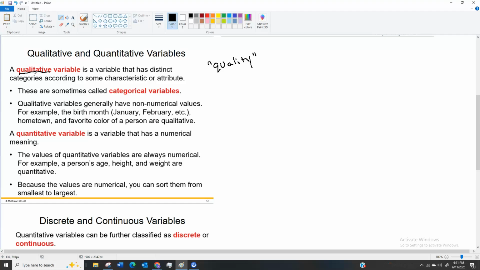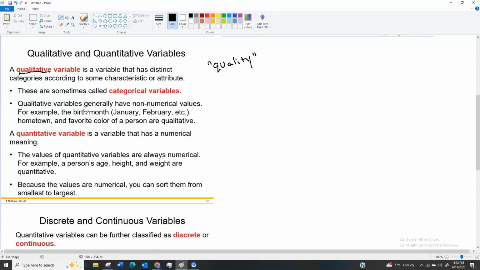Sometimes these are, instead of qualitative, called categorical variables. Those are pretty much interchangeable. Our book typically uses qualitative, but if you hear categorical, it means the same thing. So qualitative variables are generally non-numeric. Now there are a few things that are numerical that are still qualitative, but in general they're non-numeric values.